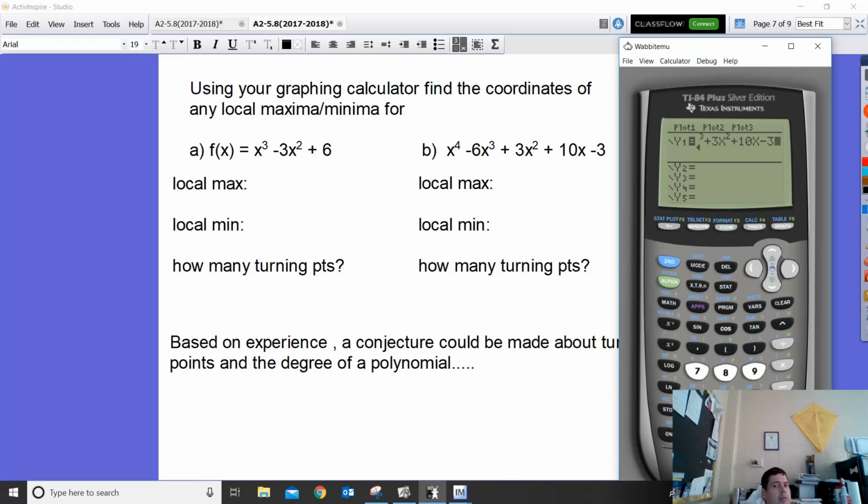Anyways, I've typed it in. Hopefully so have y'all. How are you supposed to zoom? Zoom 6. Now, on example B, we actually didn't see the whole picture. How many turning points are there? There's 3.